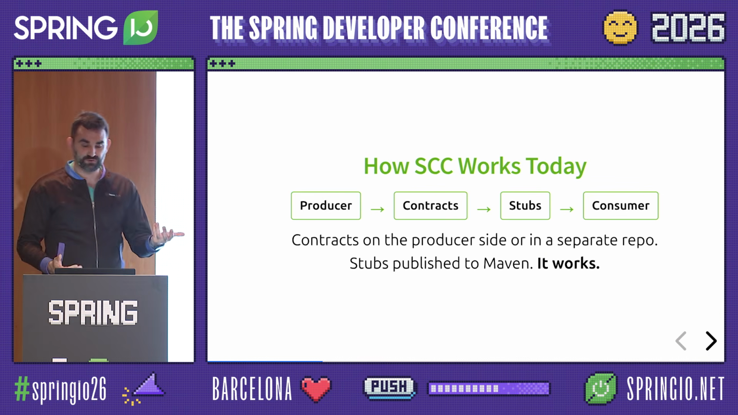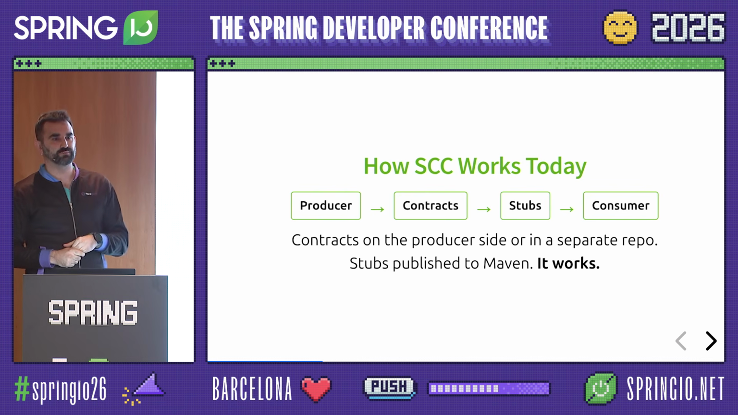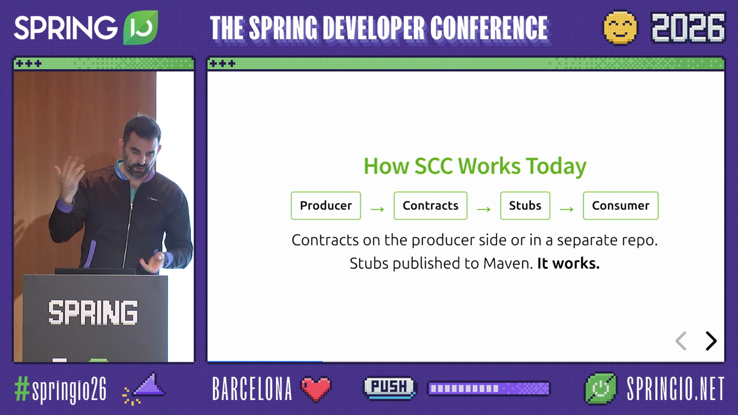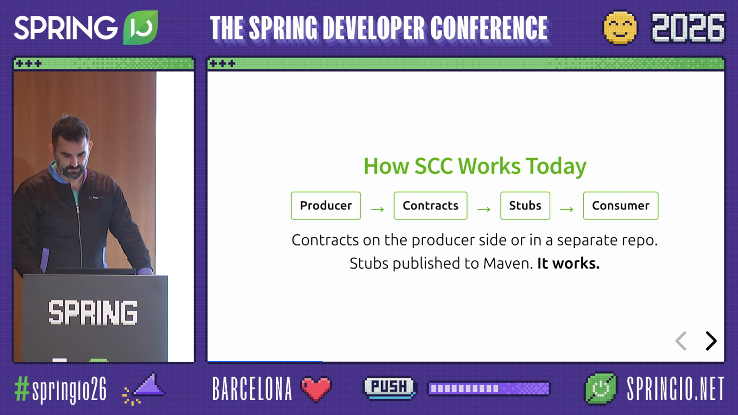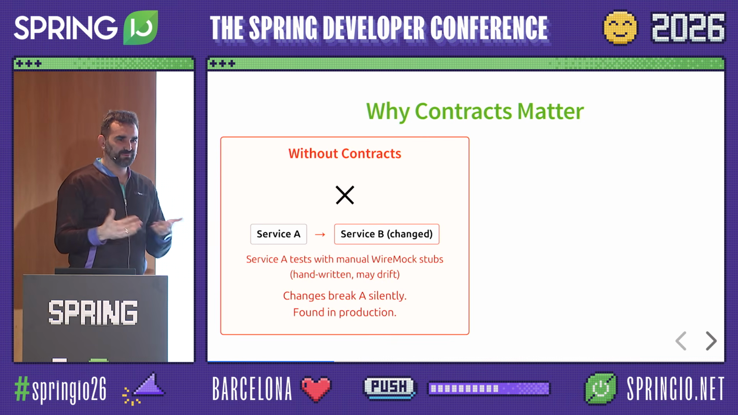You can have contracts on the producer side in a separate repo. There are different ways to do it. The stubs, you can push them to Git, you can push them to Maven. Also, there are different ways to solve this. So now, you can ask, why do I need it?